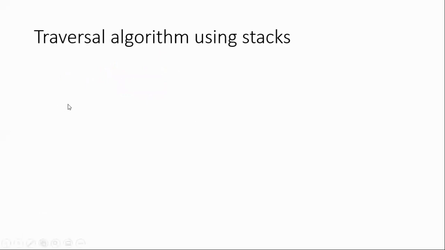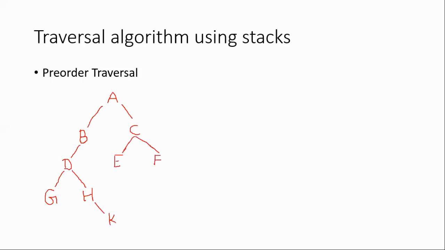The pre-order method is basically root, left, and right. Let us consider this binary tree where we have both left and right children, and A is the root node here. We also have terminating nodes. The leaf nodes are G, K, E and F.